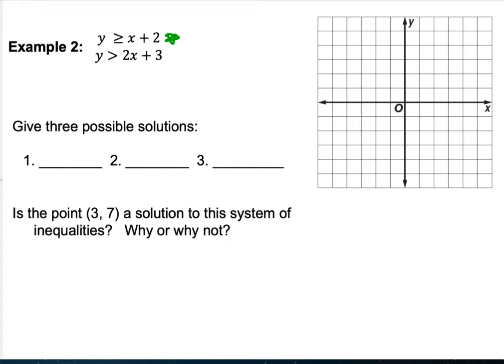So my first one I'm going to do in green. Y is greater than or equal to x plus 2. So a y-intercept of 2 and a slope of 1. It's greater than or equal to, so I'm going to do it as a solid line.